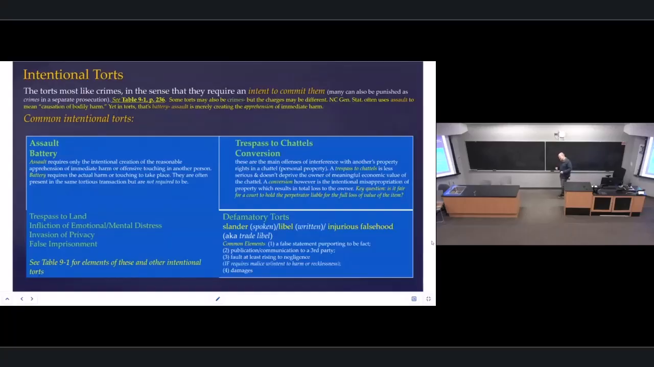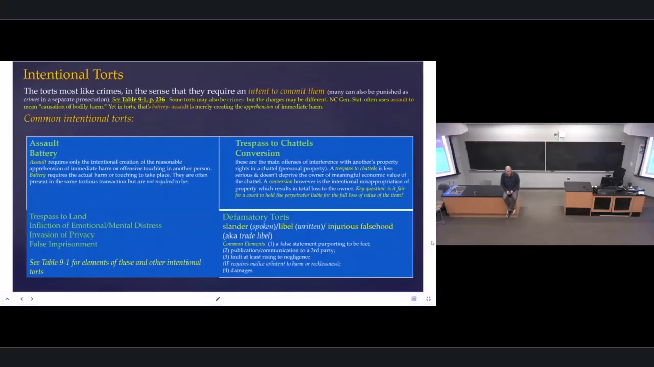So now we get to this combination of torts. Again, like assault and battery, they go together. They're kind of wedded at the hip because the elements of the offenses are highly similar. Trespass to chattels and conversion.